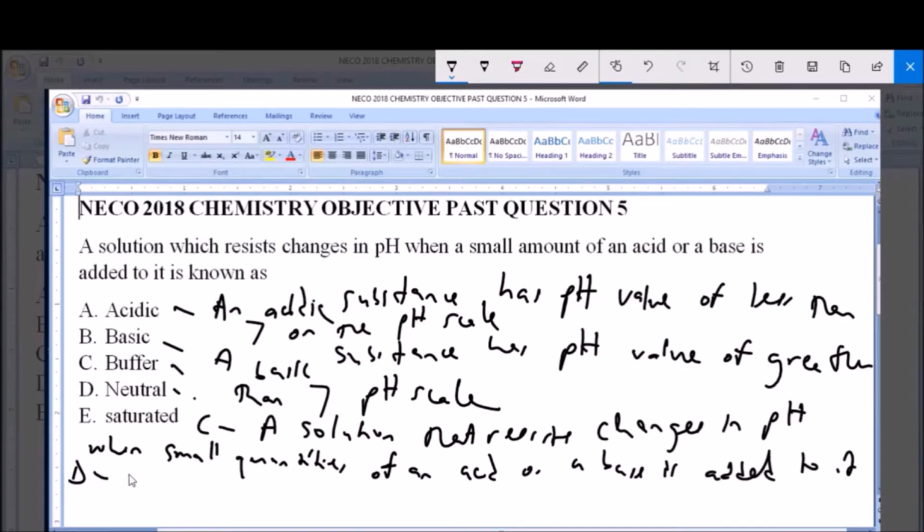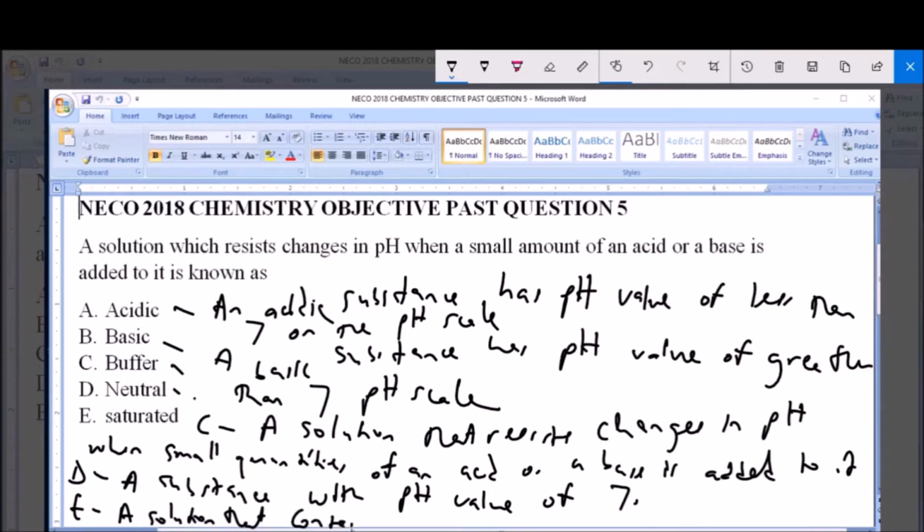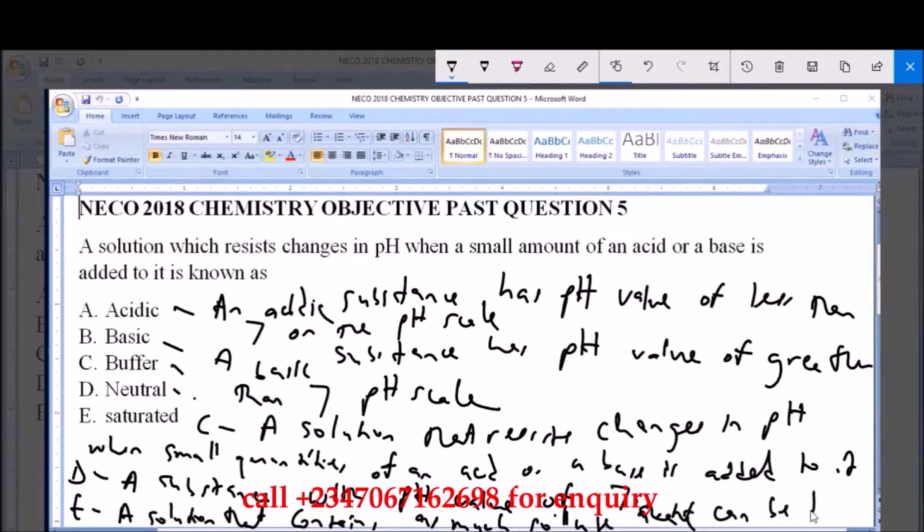Now option D, a neutral substance, is a substance with pH value of 7. And lastly, option E, a saturated solution is a solution that contains as much solute as can be dissolved by the solvent. So these are the definitions of the 5 options given to us.